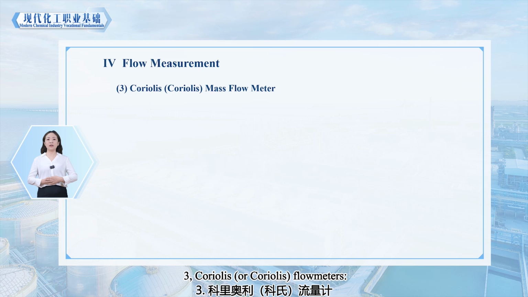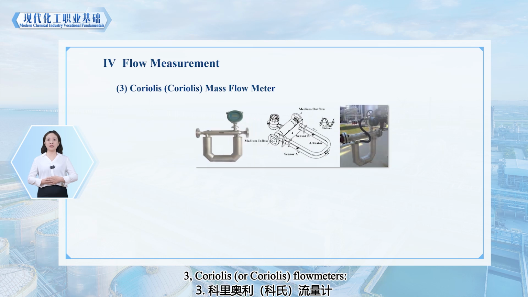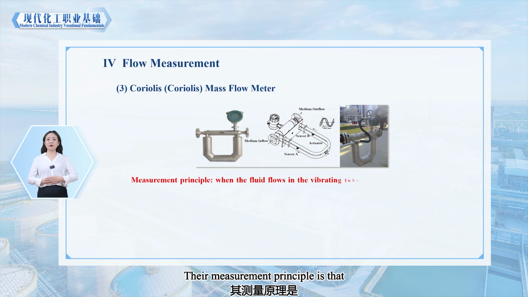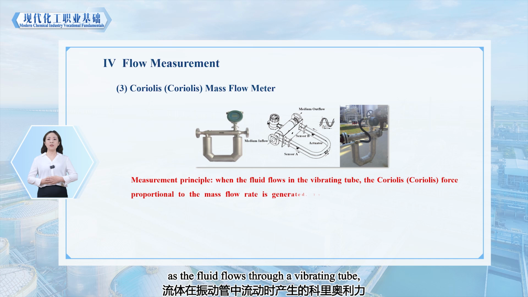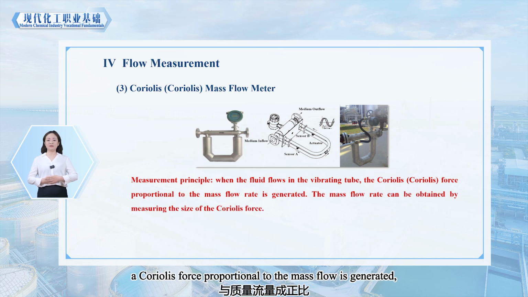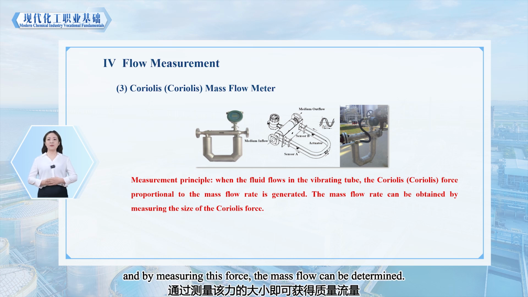3. Coriolis flowmeters. They are classified as mass flowmeters. Their measurement principle is that as the fluid flows through a vibrating tube, a Coriolis force proportional to the mass flow is generated, and by measuring this force, the mass flow can be determined.